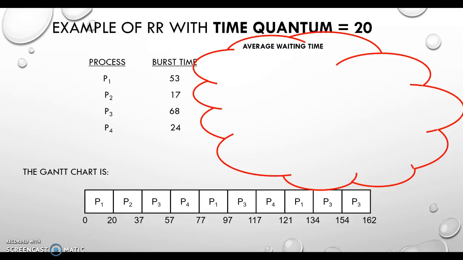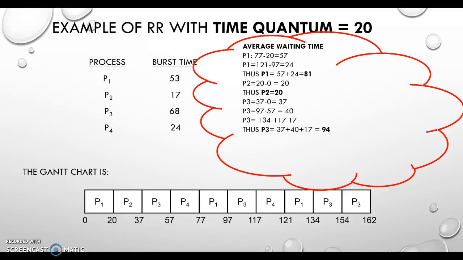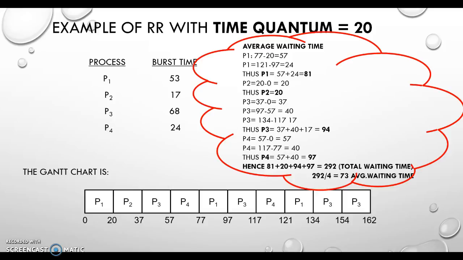Let's calculate the average waiting time. First, let us calculate the individual waiting times. P1 leaves at 20 and enters again at 77, so it waits in the queue for 57 milliseconds. Next, it goes at 97 and gets back in at 121, hence 24. Thus, P1 waits for a total of 81 milliseconds. Similarly, P2 for 20, P3 for 94 and P4 for 97. I guess you understand this concept. Summing up, we get a total of 292, and the average is 73.